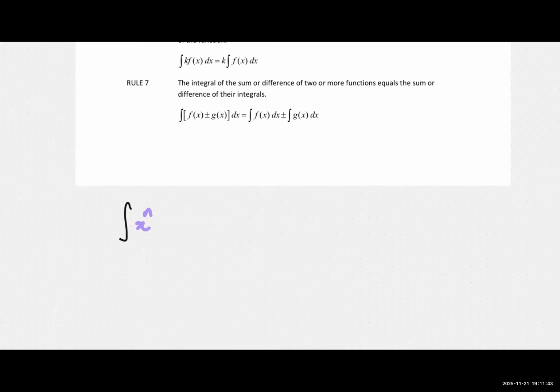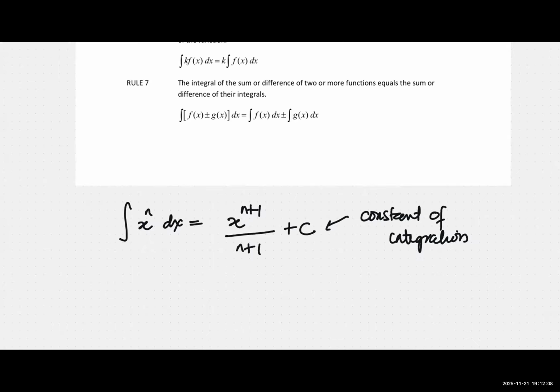The integral of x to the n, dx, is going to be add 1 to the power, divide by the new power, plus C. And that C is a constant of integration. So when I'm integrating x to the n, I'm integrating a function in x, dx. What I'm going to be doing is just adding 1 to the power, and dividing by the new power, plus C. And the C is my constant of integration.